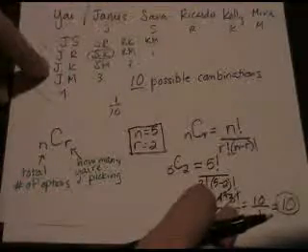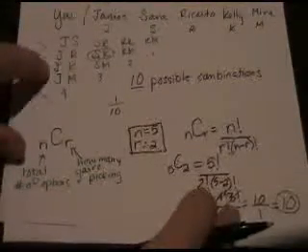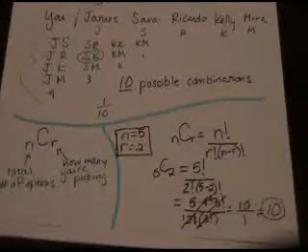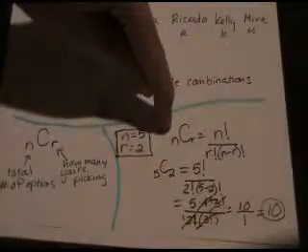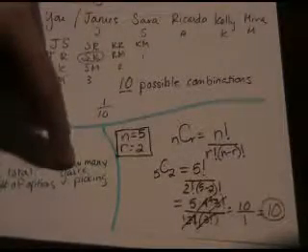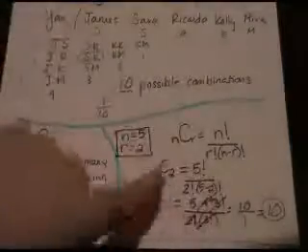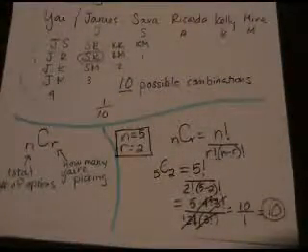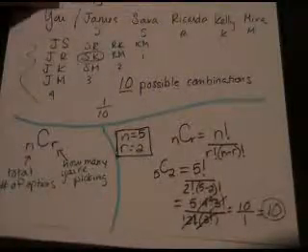So this formula can be used to do what we did with the list. Those are combinations. Okay, now that you have the formula, you know what n stands for, you know what r stands for, and we already proved that it works, let's go ahead and move on to permutations. Okay, so we know that for permutations, order matters.